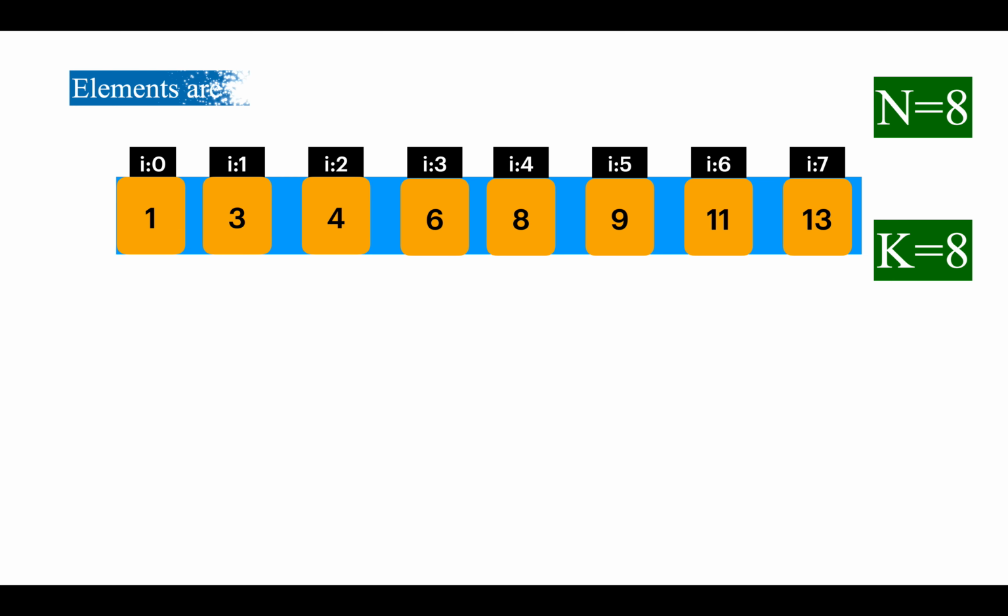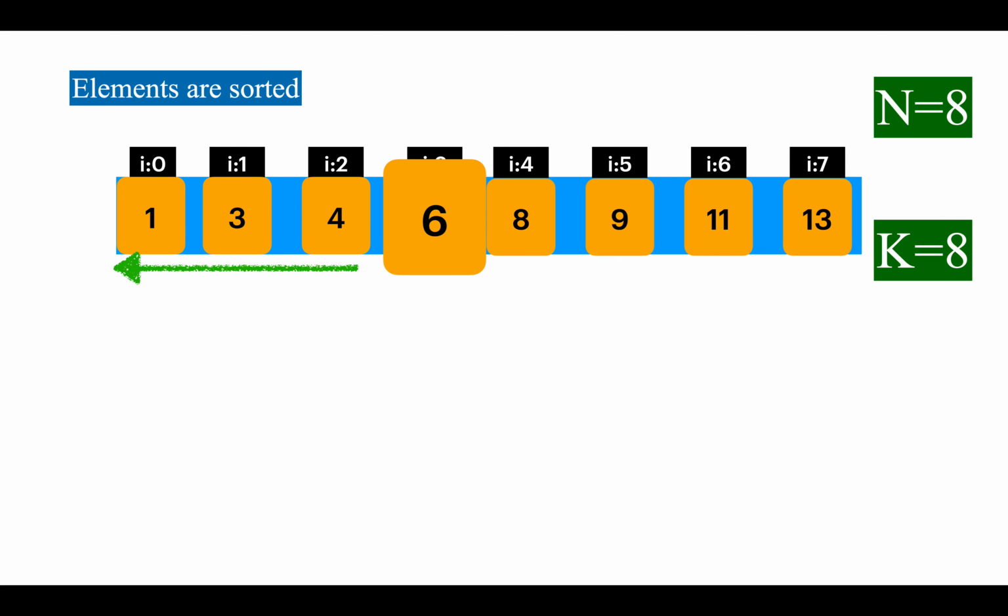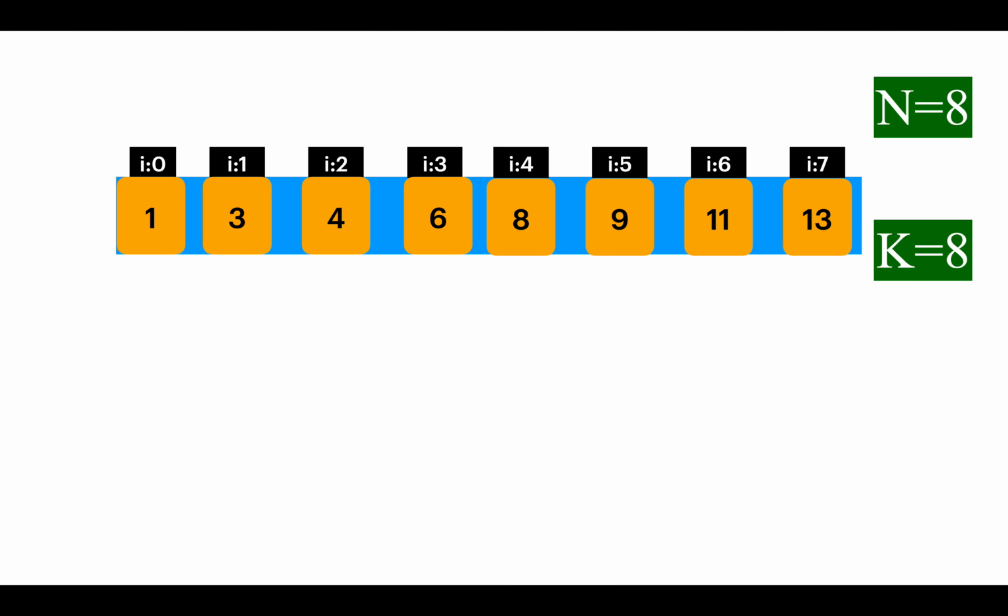Yes. Because elements are sorted here, you pick up any element, let's consider element 6. All the elements towards left are smaller than 6. All the elements towards right are higher than 6. So if you want to find out a higher value than 6, you can skip the left part. Similarly, if you want to find out a lower value than 6, you can ignore the right part. With this analogy, we can improve the time complexity.